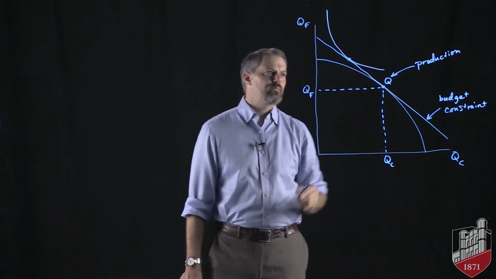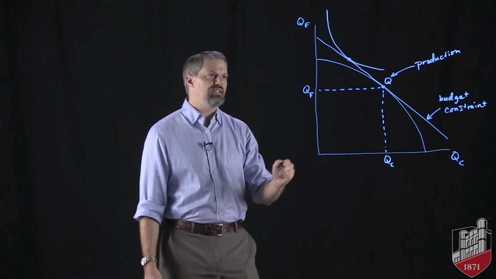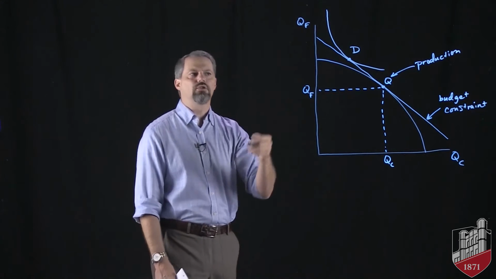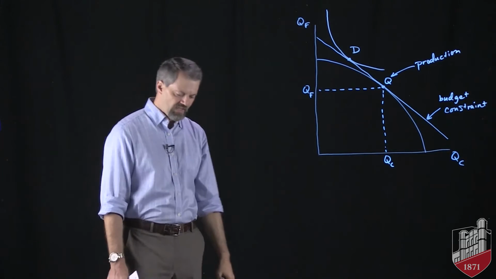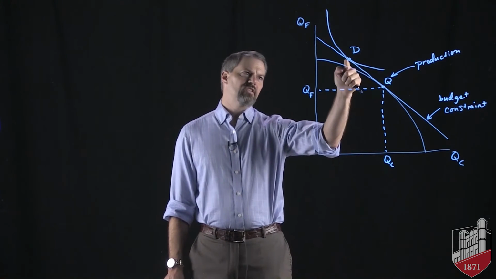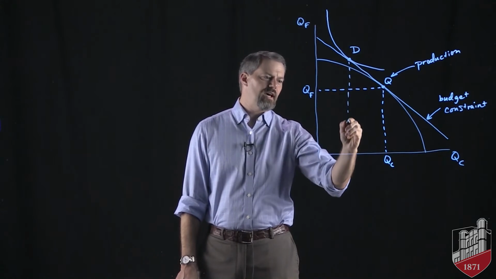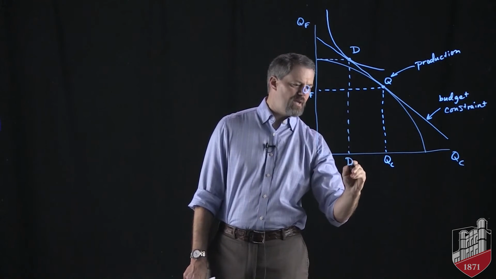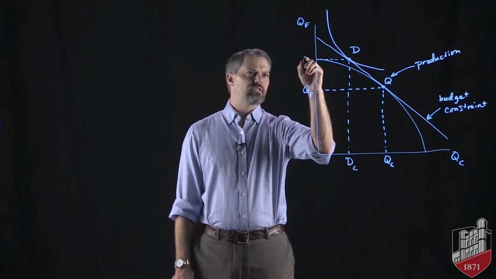We end up at a point of tangency right there. Let's call that D. We're going to use D to represent the actual bundle that is consumed by consumers in this economy. So this is the bundle that we are going to produce. This is the bundle that we're going to consume. And so if we look at what's happening here, let's call this the amount of cloth consumed and the amount of food consumed.